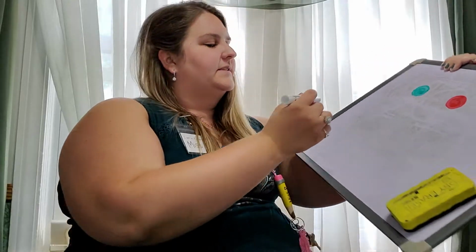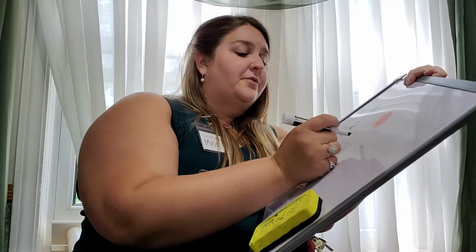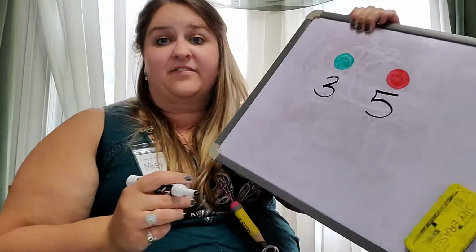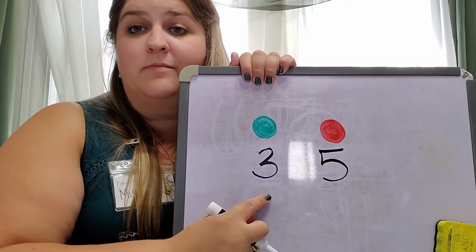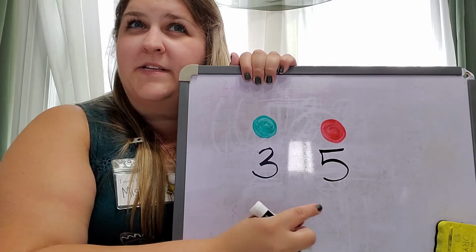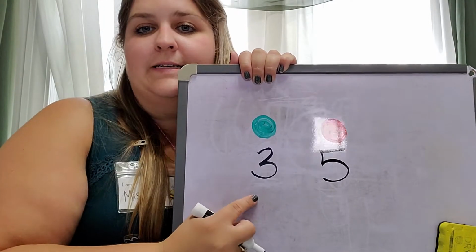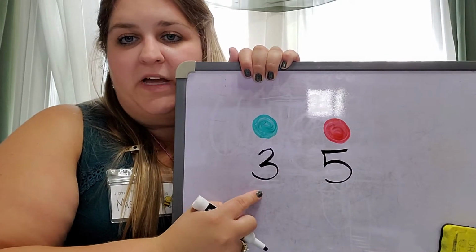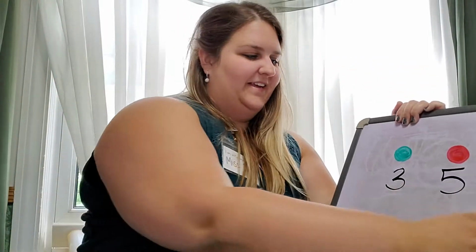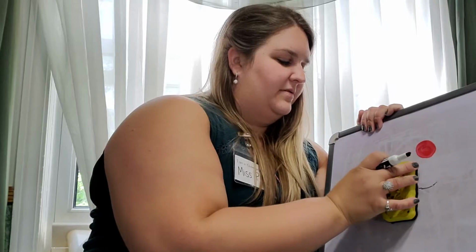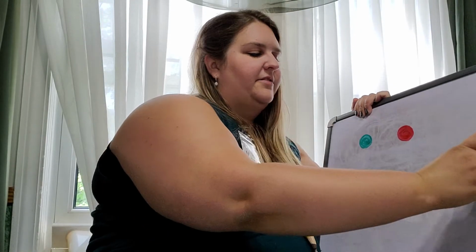Now, let's start at 3 and end at 5. So we're not going to say 1 or 2. We're starting at 3. So what comes after 3? Then what comes after that number? Ready, set, count. 3, 4, 5. Stop. Nice job. I think you guys are pretty good at this game.